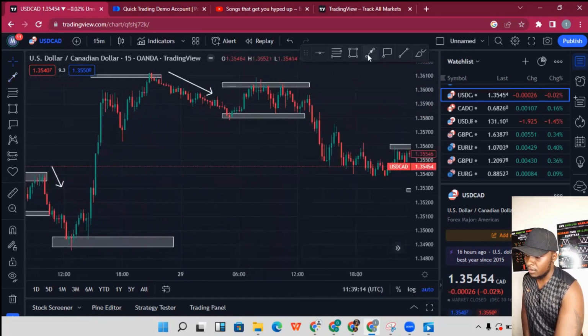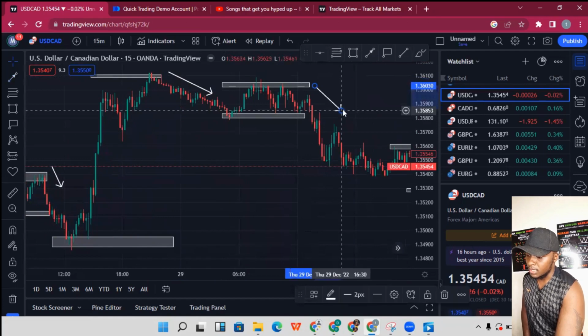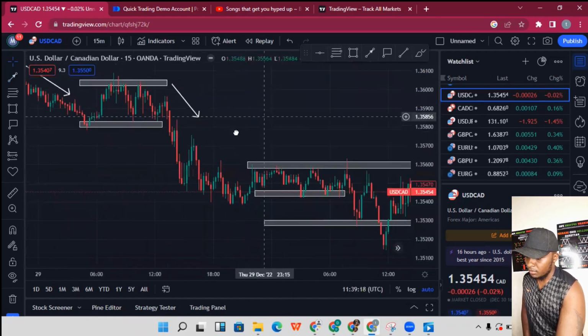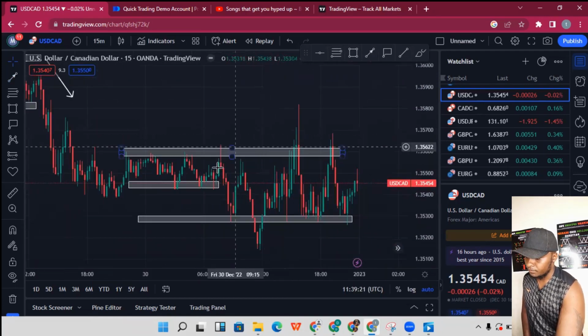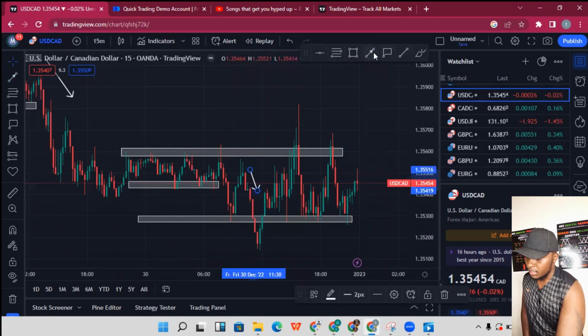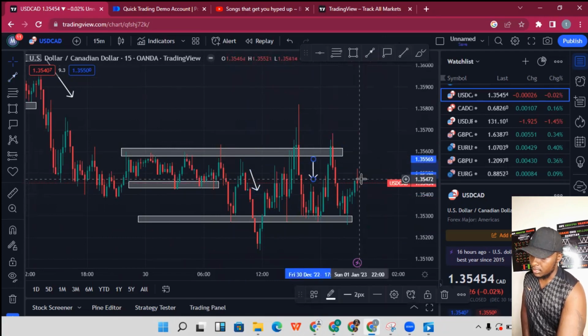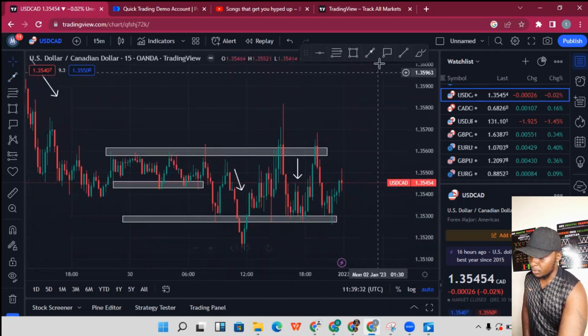Price came into this level again, and guess what? It went down. Price came into this level again, went down. Here also went down completely. Here also went down completely. That's the resistance level.